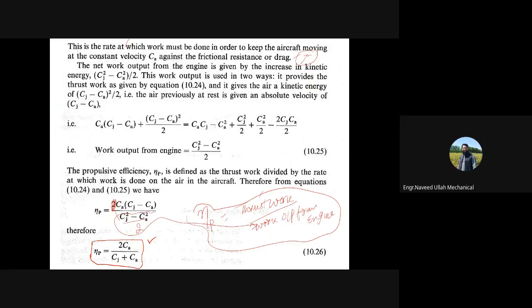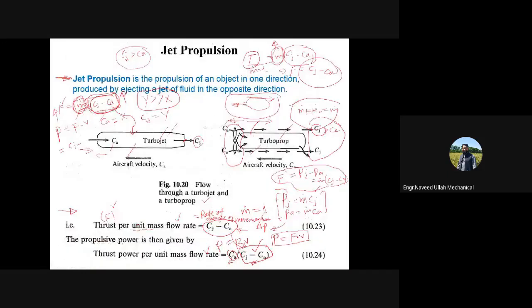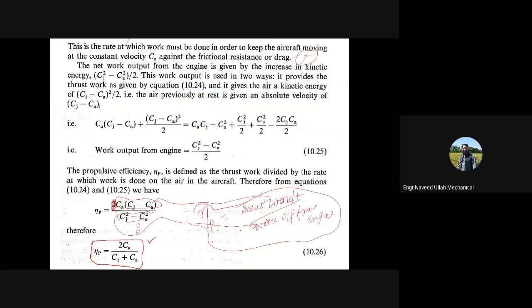Okay, right, and what is this? This is the thrust work per unit time, thrust power jisko hum kehte hain. I should write it per unit time, to ye power ho jayega per unit time. To ye wahi cheez hai. Acha, this is actually thrust power and this is the work of the engine, work output of the engine. Theek hai na? Okay, to barhal isko aap simplify kare, you will get this propulsive efficiency equal to 2 into aircraft velocity divided by jet velocity plus aircraft velocity.